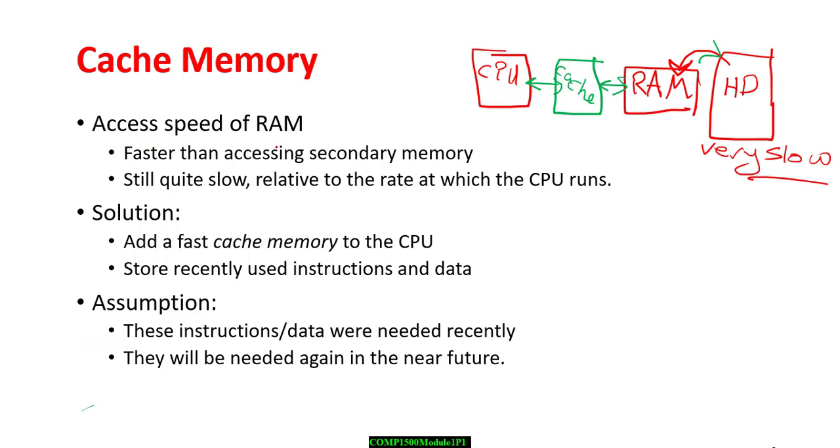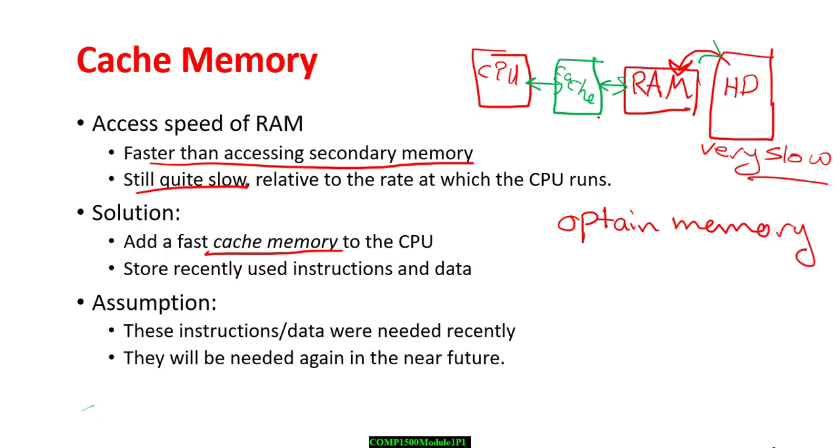The access speed of RAM is faster than accessing secondary storage. However, it's still quite slow. That's why we need to add the cache memory. Now, this is not the full story. Nowadays, there is something called Optane memory. The Optane memory sits between the cache and the CPU, or basically the Optane memory can be a solid state cache. So something new from Intel is called Optane memory.